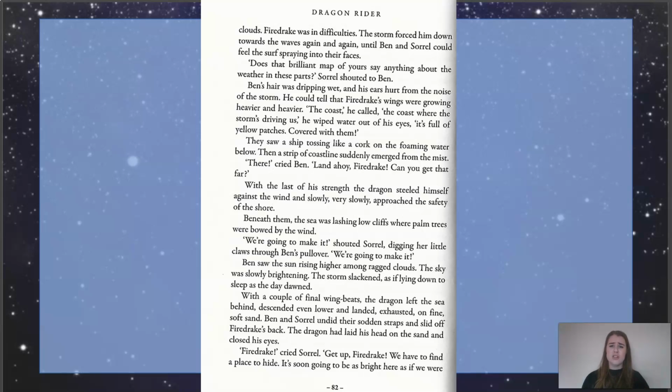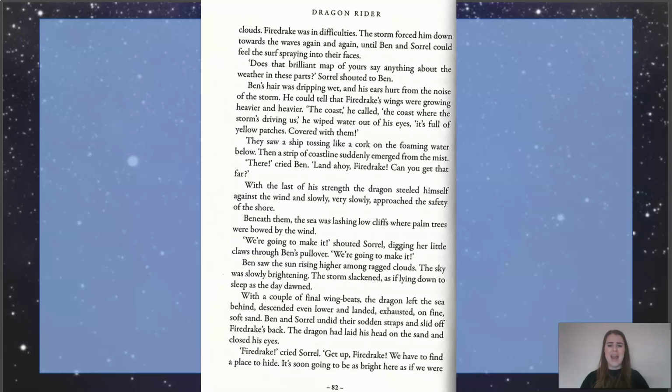He could tell that Firedrake's wings were growing heavier and heavier. "The coast," he called, "the coast where the storm's driving us." He wiped water out of his eyes. "Is full of yellow patches, covered with them." They saw a ship tossing like a cork on the foaming water below. Then a strip of coastline suddenly emerged from the mist. Oh no, emerged, it means it comes out, it comes towards you.